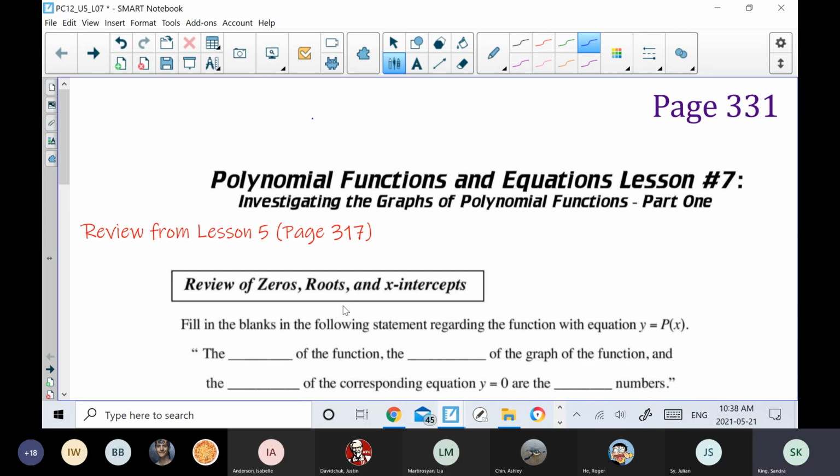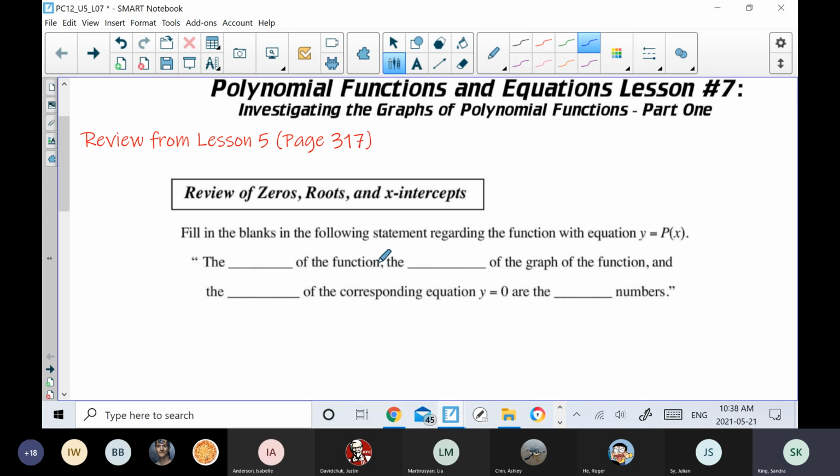Okay, this is just going to be this part here. It's a review from lesson 5. We'll quickly fill it in. If it's a function, they generally say the zeros of a function. If it's a graph, it's x-intercepts of a graph, and then the equation is the roots. So roots of the equation. These 3 we could use interchangeably. They are always going to be the same numbers.